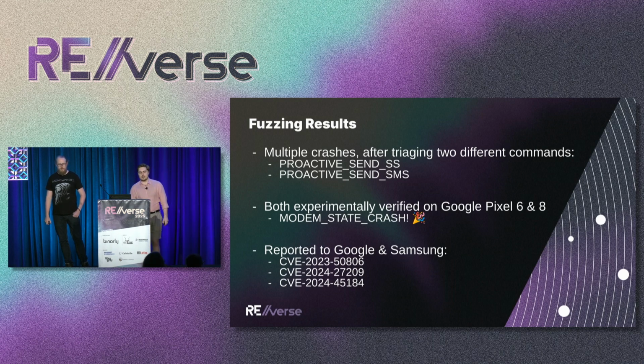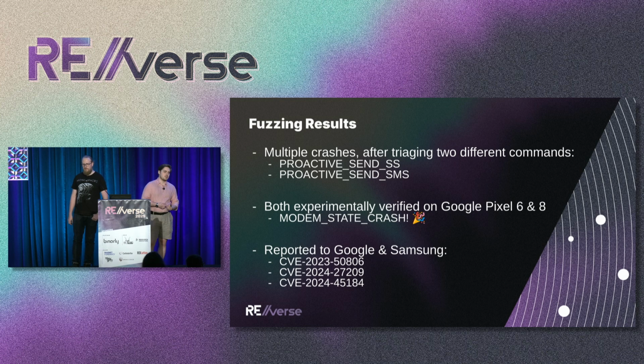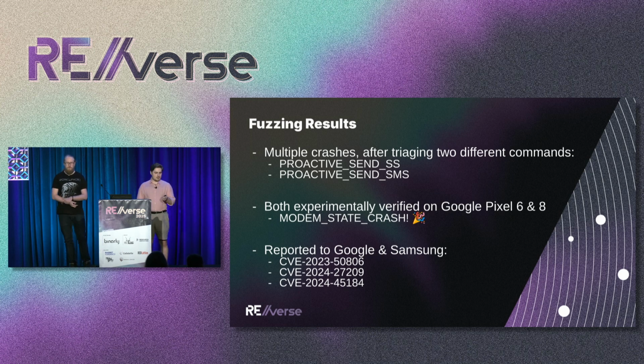And the cool thing is that we actually found a few vulnerabilities. 2 of them being SendSS, which is supplementary services, and 1 of them being SendSMS, right? Yes. So we tested this on the Pixel 6 and the Pixel 8, and the cool thing is that we actually were able to crash the Pixel 8 only a few weeks after it came out, like 2 weeks, I think, right? So that's pretty cool, and we reported these, of course, to Google and Samsung, and the Google ones were assigned high severity.